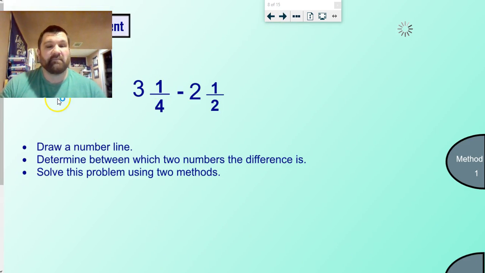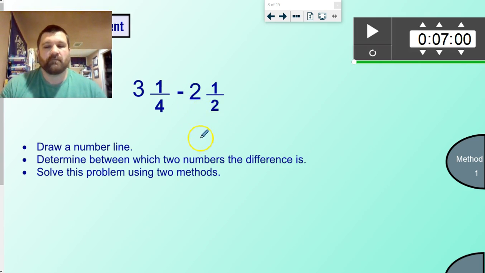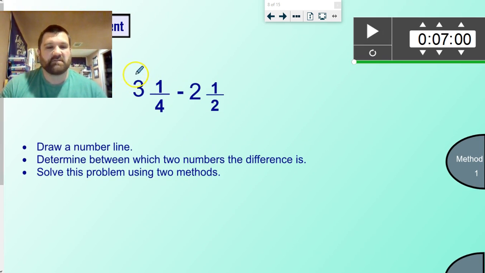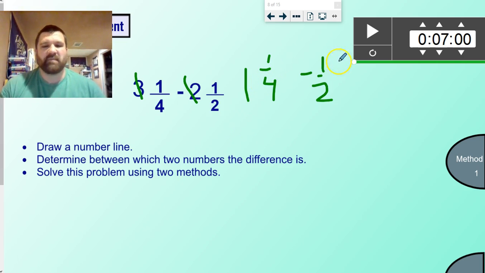Okay, so I'm fine with you solving this one time. You can choose any way to solve this problem that you would like. Okay, go. Okay, I'm going to choose the box method. So the first thing I'm going to do, I'm going to take our wholes away. So we're going to have 1 and 1/4 minus a half. And now I'm going to change my method because I think it's going to be easiest this way.